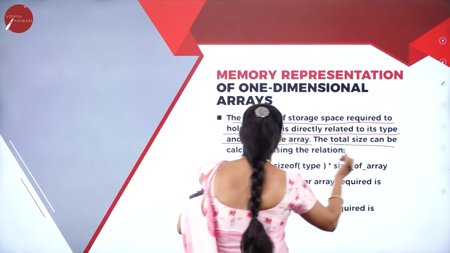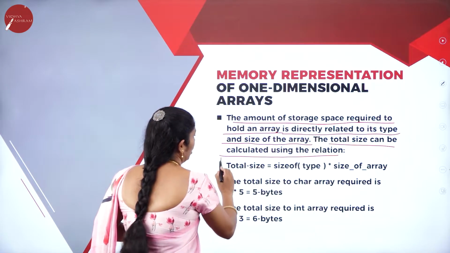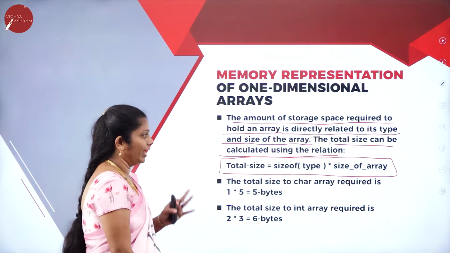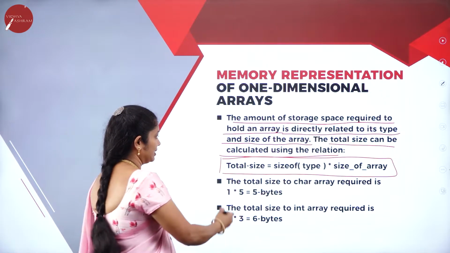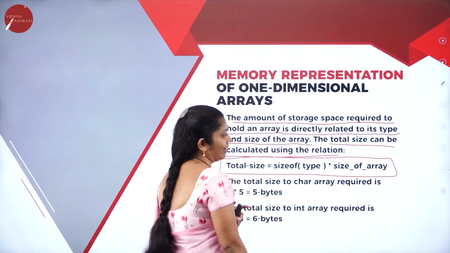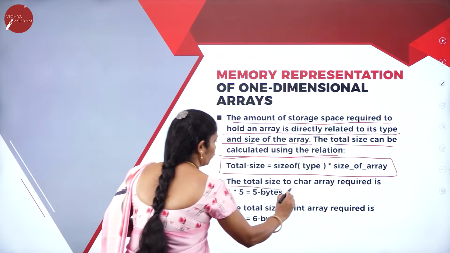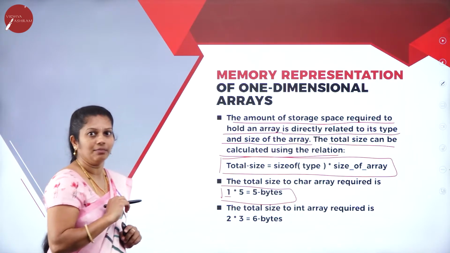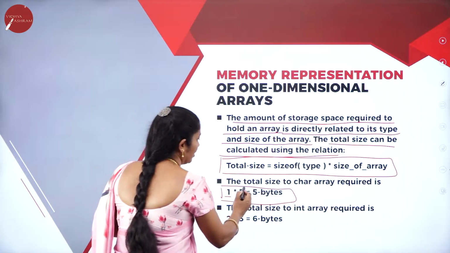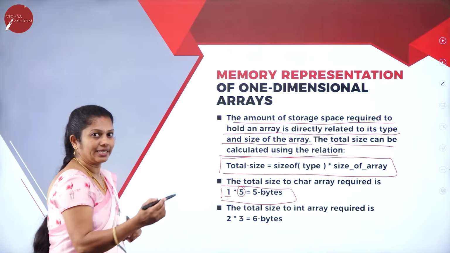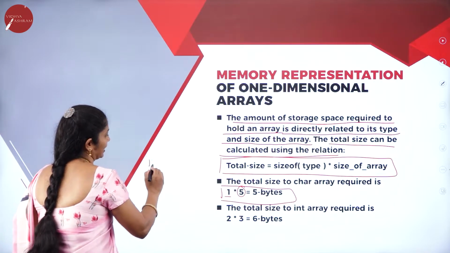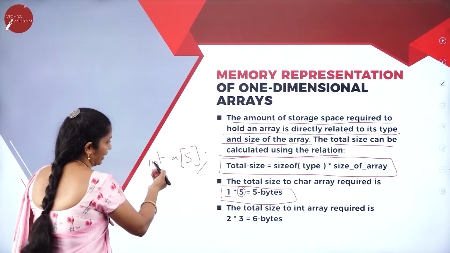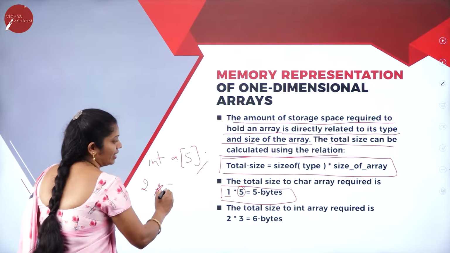The total size can be calculated using the formula: total size equals size of type into size of array. For example, the total size a char array requires is 1 into 5 equals 5 bytes, because char occupies only 1 byte of memory space, whereas here 5 elements are there. For example, if you have integer data type int of 5, then how many bytes will it take? For integer, 2 into 5 it will take.